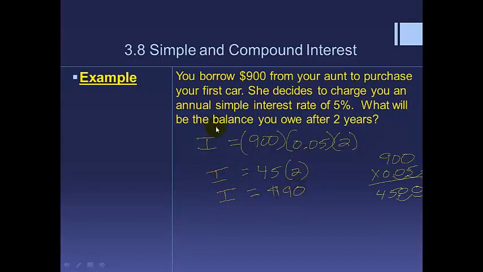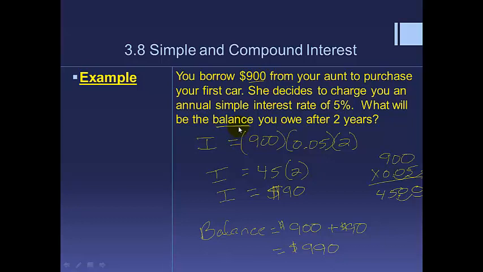But the question is asking me what the balance is going to be. So I have to add the $90 to my original amount. So my balance is your principal amount plus your interest. So my balance is now $990. So again, you have to be careful and make sure you're actually answering the question that is being asked.